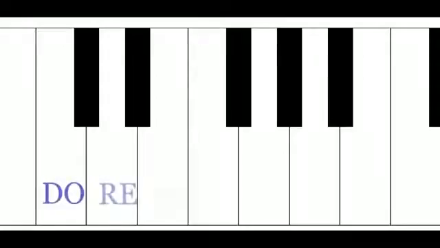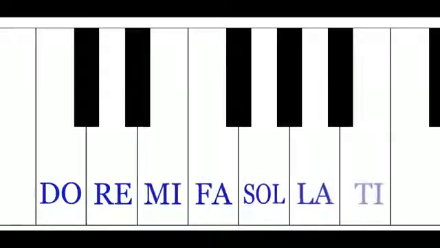Do, re, mi, fa, sol, la, ti. And then the do would be the next octave up. So this is what the solfeggio scale is. There's really nothing mysterious about it.